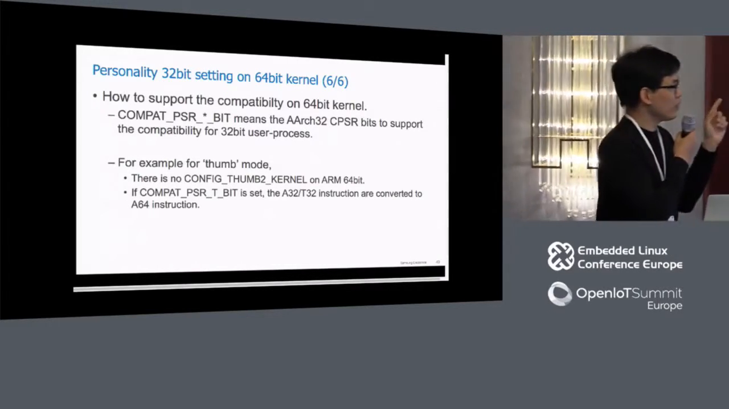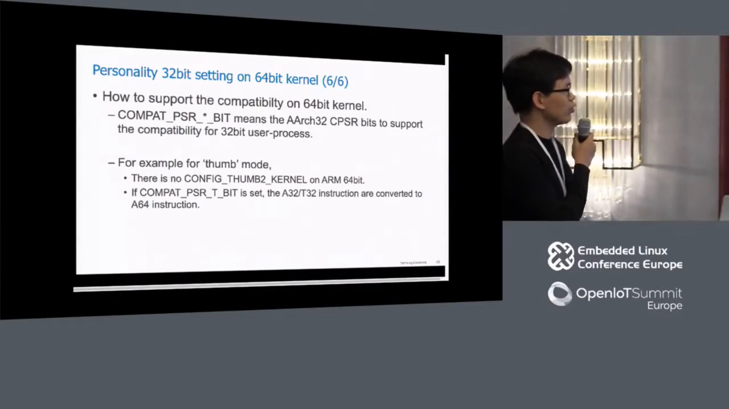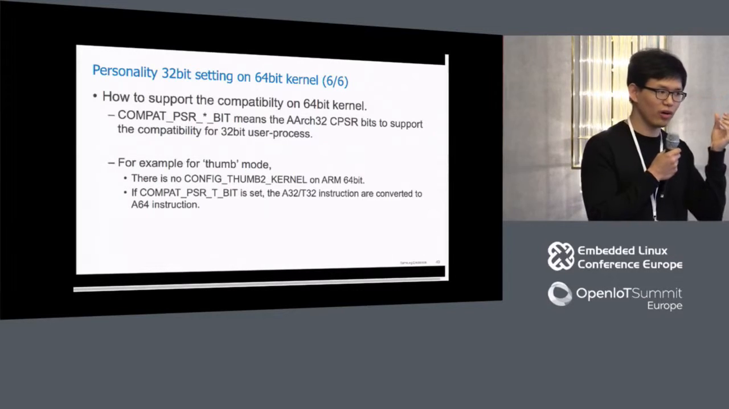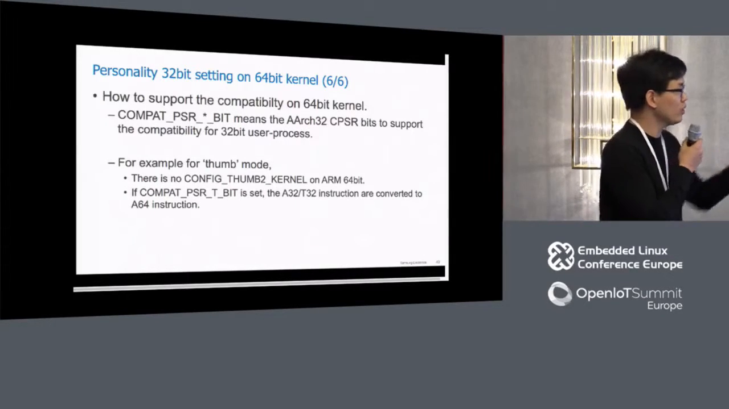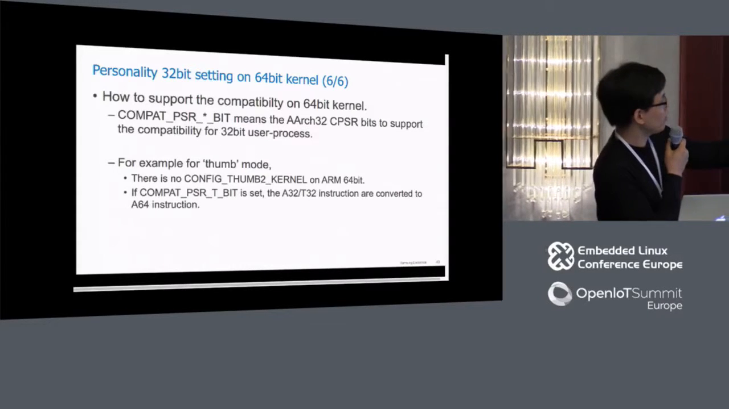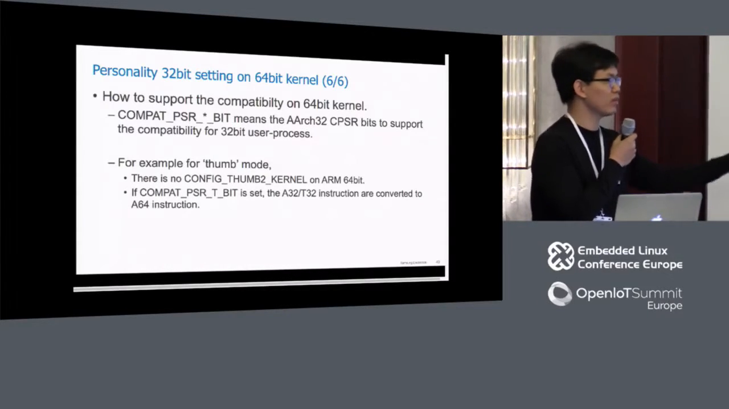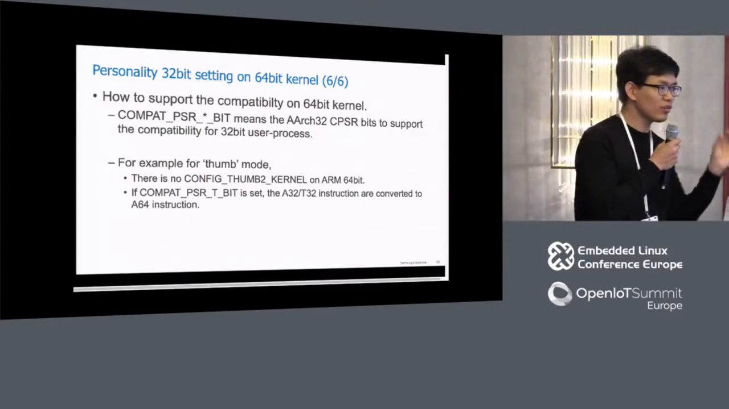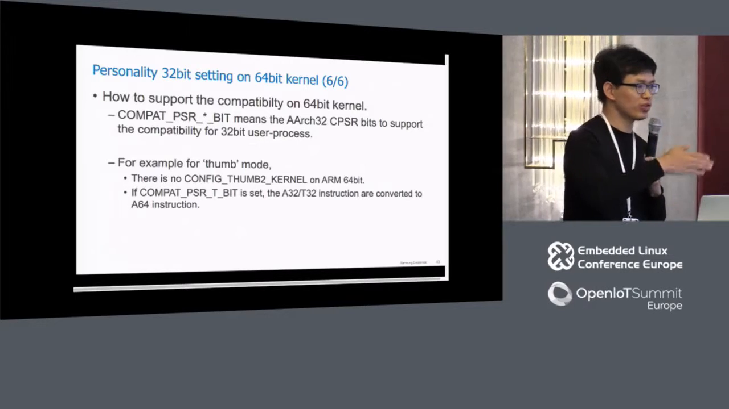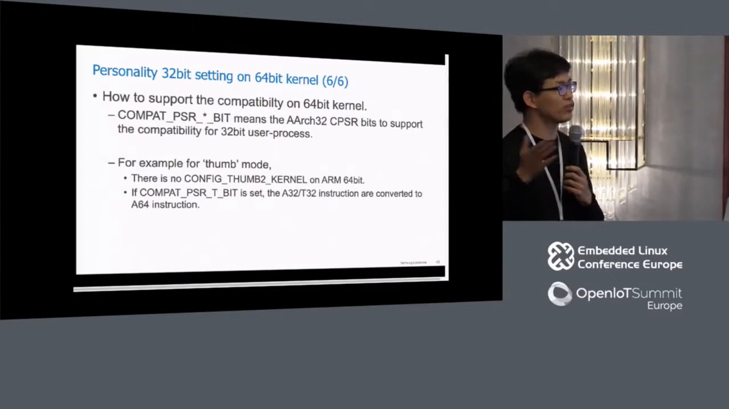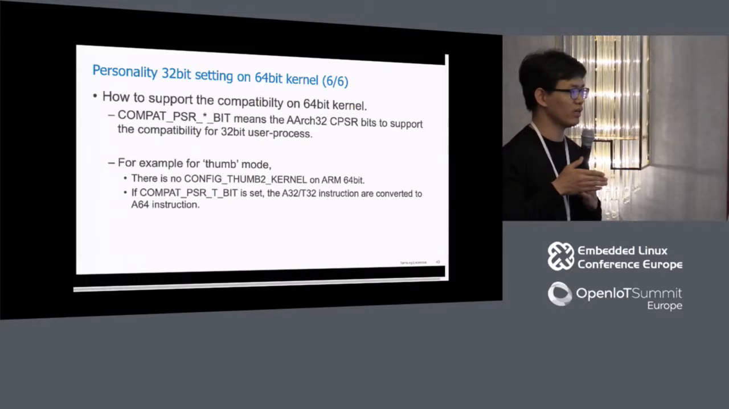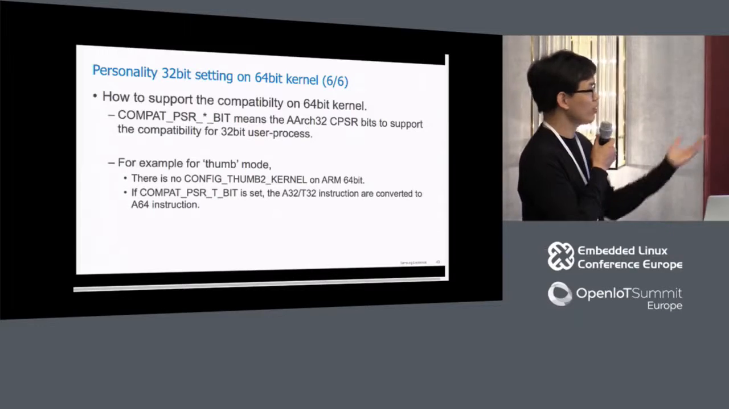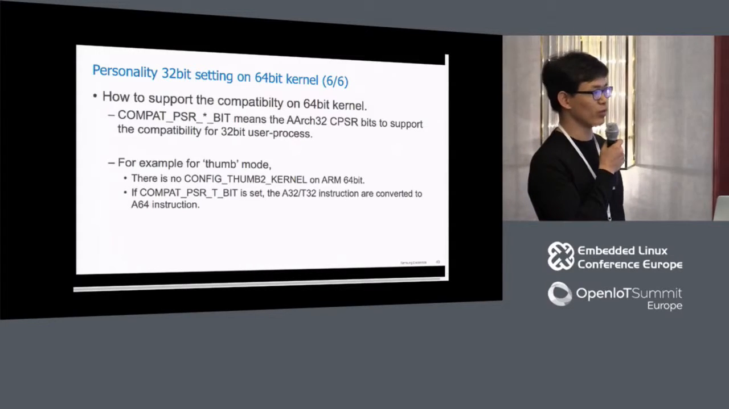So if the 64-bit kernel supports the compat mode, and a 32-bit user process uses the personality Linux 32-bit I/O control, the compat PSR T bit is set. If this bit is set, the kernel changes some instructions to the ARM 64-bit instructions in the kernel, right? Yeah, the Linux kernel handles this method for the compat mode.